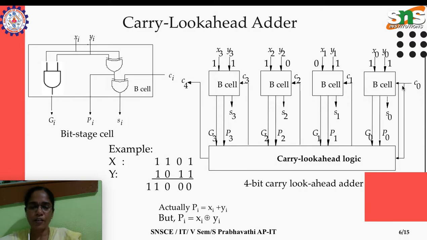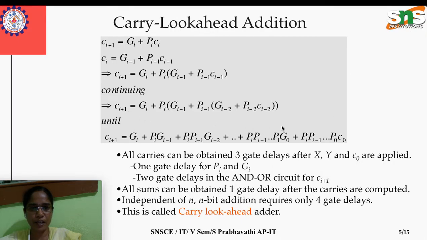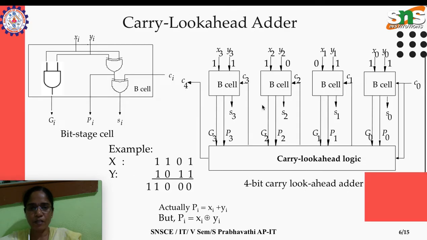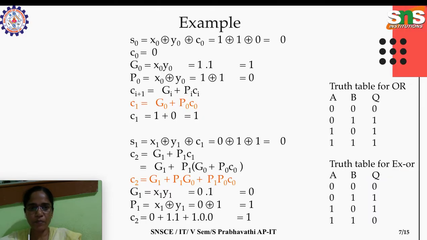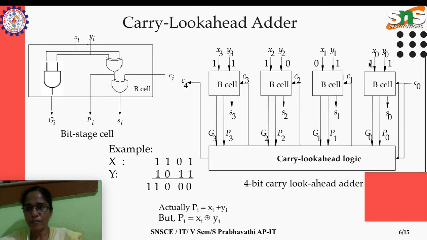Using the computation we saw in the previous slide for producing the carry, we will see how carries are produced without depending on the previous full adder. S naught is nothing but the XOR of x naught, y naught, and c naught. In this example, x naught, y naught is 1 1. Is it so? Yes, 1 1.